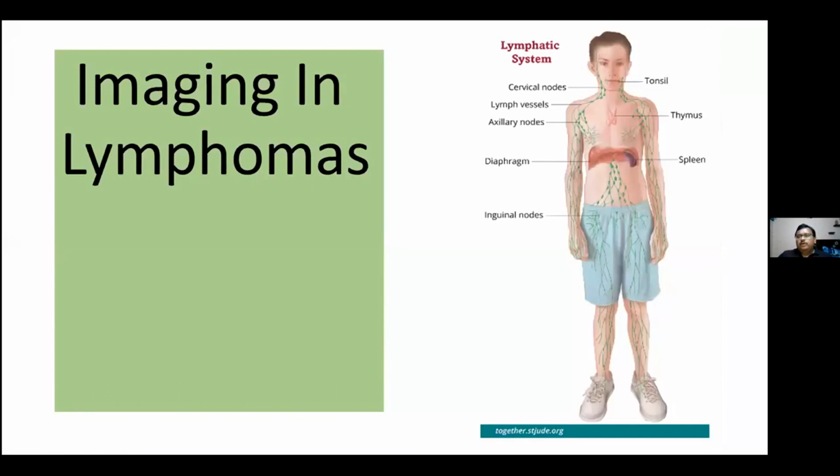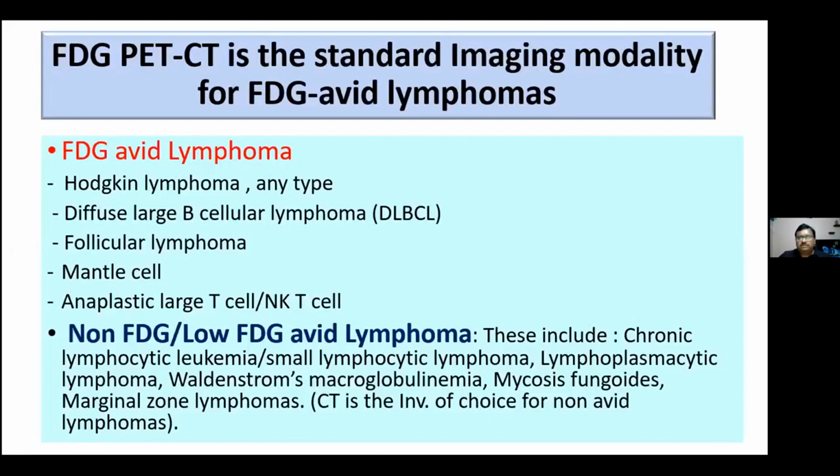Now, we are coming on to specific cancers in children once we have finished on the general description. Imaging in lymphomas. Now, FDG PET CT is the standard imaging modality for FDG avid lymphomas. Now, what are the FDG avid lymphomas? We all know. Just to enumerate: Hodgkin's lymphoma, any type; DLBCL, follicular lymphoma, mantle cell lymphoma, anaplastic large T cell or natural killer T cell lymphomas. These are FDG avid entities.